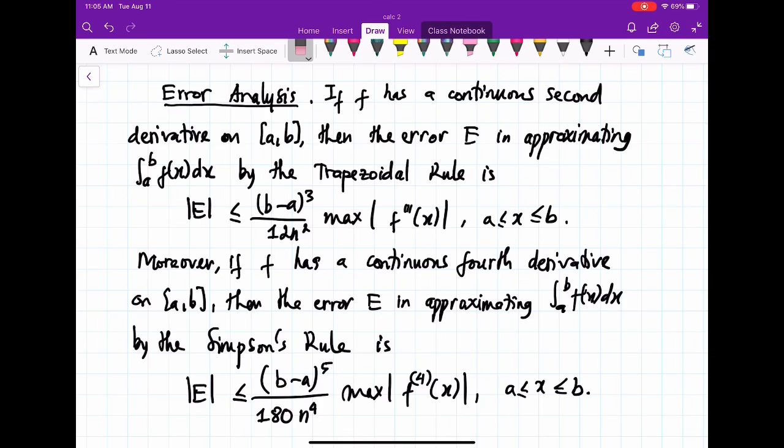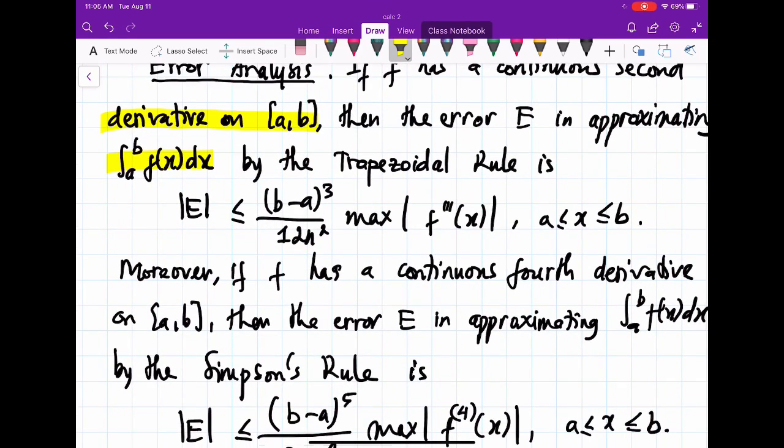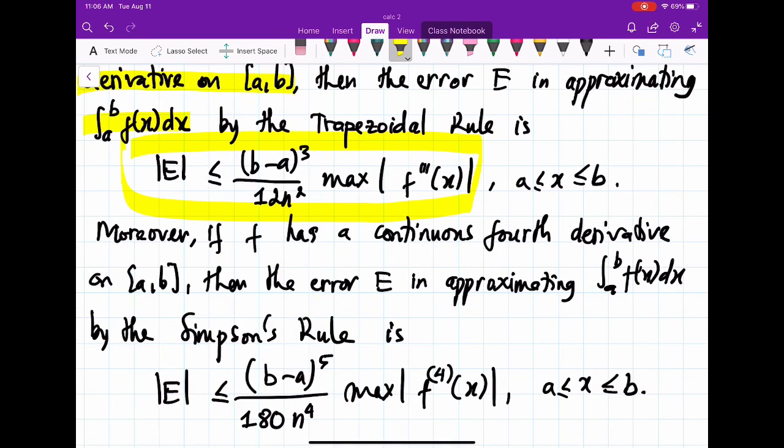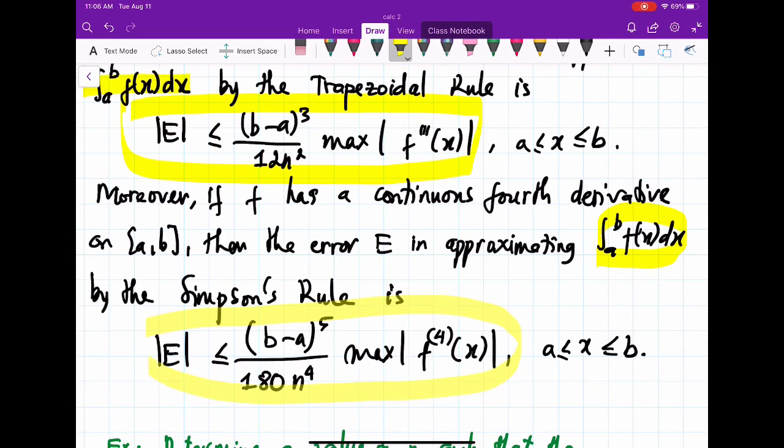So here we learn two rules: the trapezoidal rule and the Simpson rule. If f is a continuous function, and the second derivative of f is continuous on [a, b], then the error E in approximating the integral of f(x) from a to b by the trapezoidal rule is determined by this inequality. The error is less than or equal to (b minus a) cubed divided by 12 n squared, times the maximum of the second derivative of the function on that interval [a, b]. And if f has a continuous fourth derivative, meaning the fourth derivative exists and is continuous, then the error in approximating that definite integral is determined by this formula.